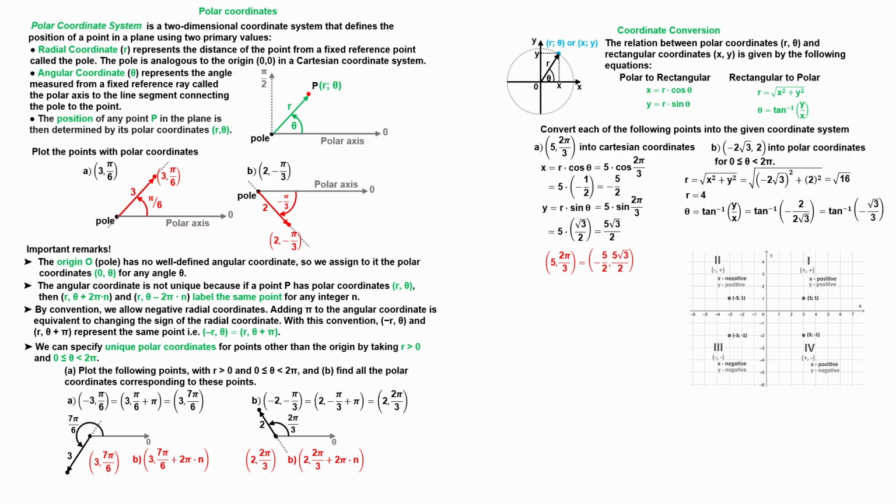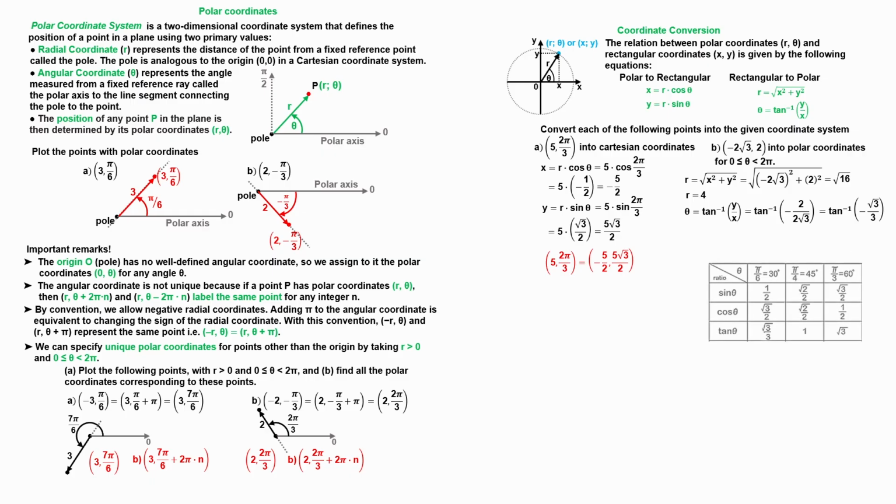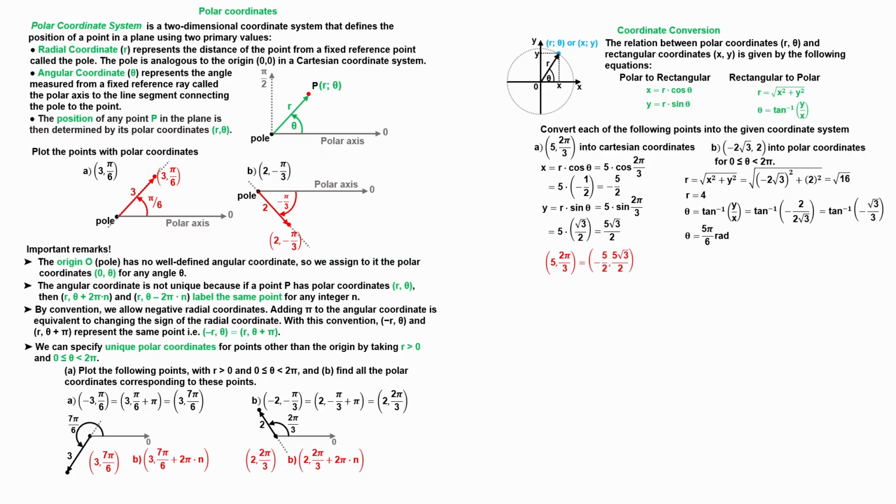We know that tangent of pi over 6 equals square root of 3 divided by 3. And this means our reference angle is pi over 6 radians. In the second quadrant, the angle is 5 pi over 6 radians. The polar coordinates with the positive radial coordinate are given as follows. If we wish to use the negative radial coordinate, then the angle becomes 11 pi over 6 radians.